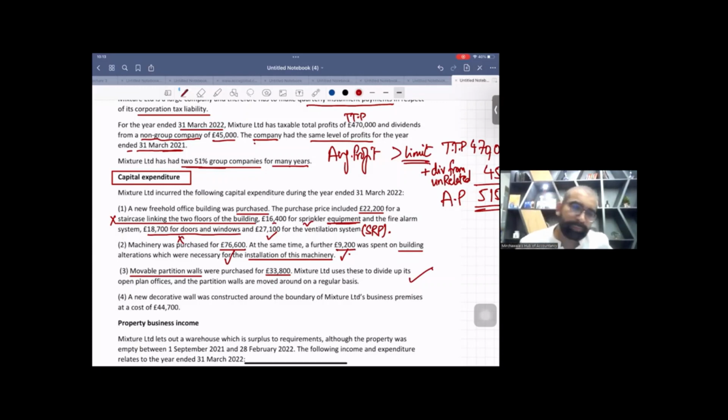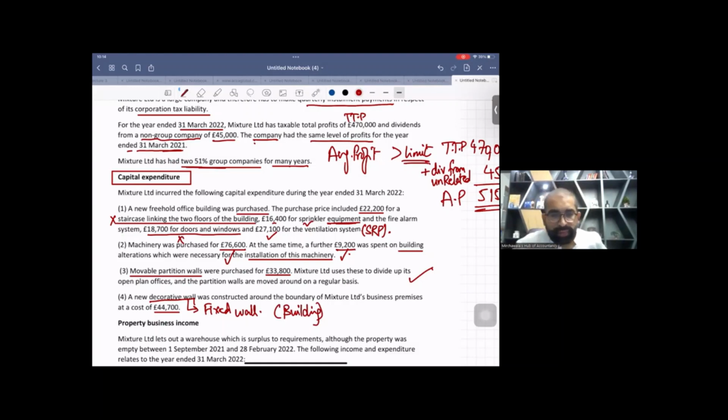Okay, now next, a new decorative wall was constructed at the boundary of the business premises at a cost of 44,700. A decorative wall is a fixed wall, and you know, a fixed wall is part of the building. Yes, a movable wall is part of plant and machinery. A fixed wall is part of the building.